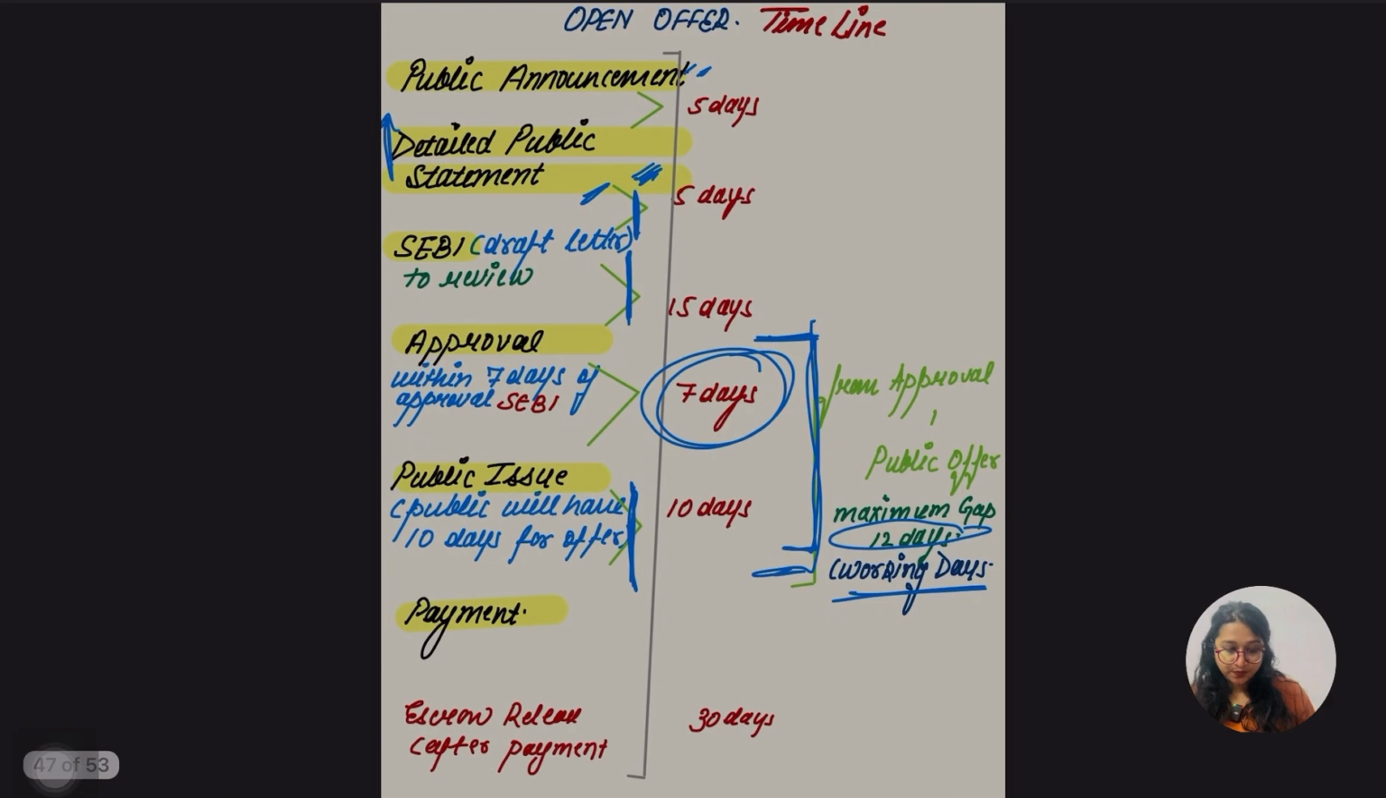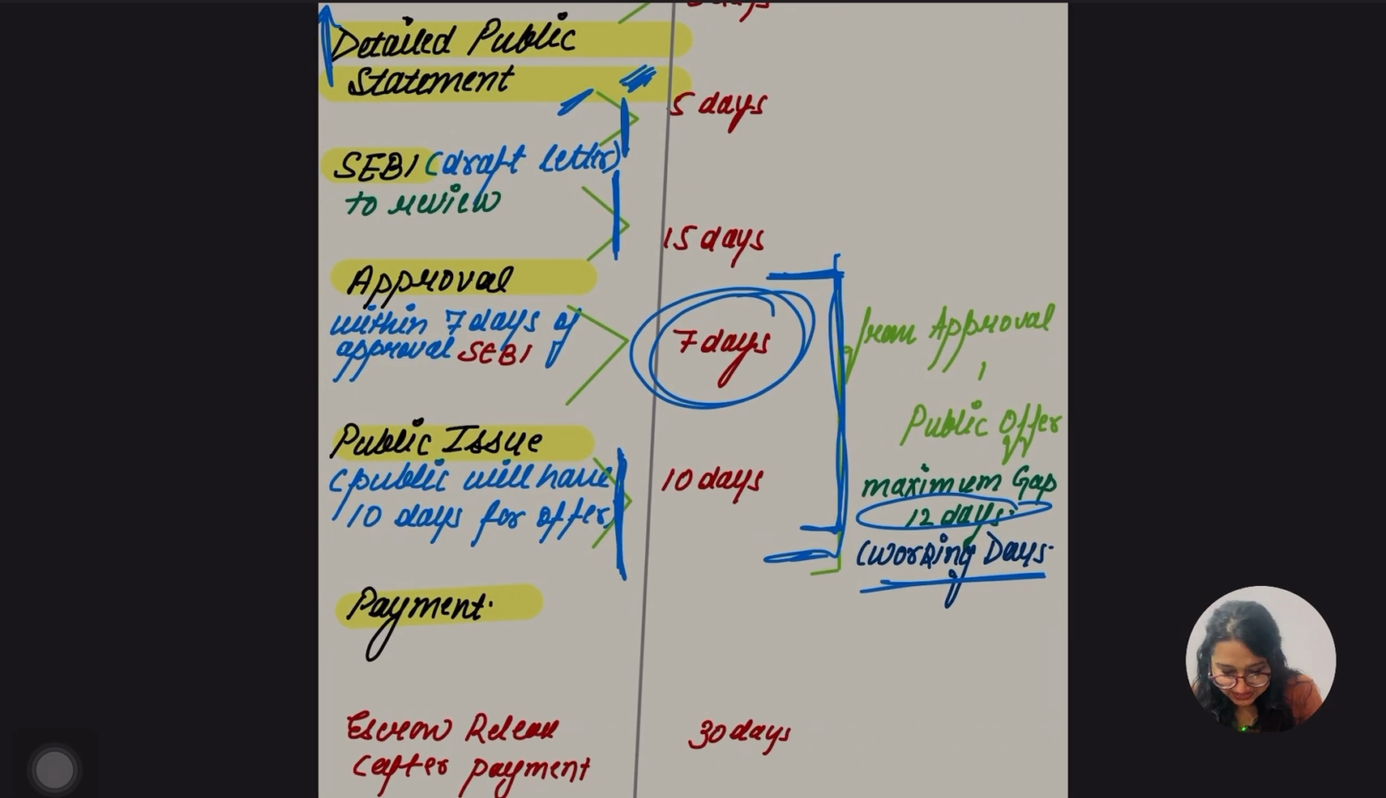So what I told you, let's go back. First, the public announcement is to be done. Then within that public announcement, the detailed public statement is to be released, within how many days? 5 days. Then SEBI's approval is to be taken for the draft offer, where SEBI is going to give the review, for how many days? 5 days.